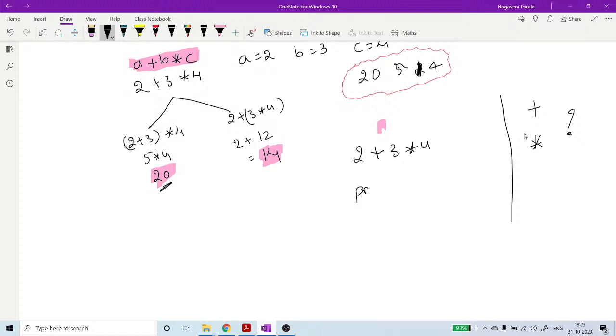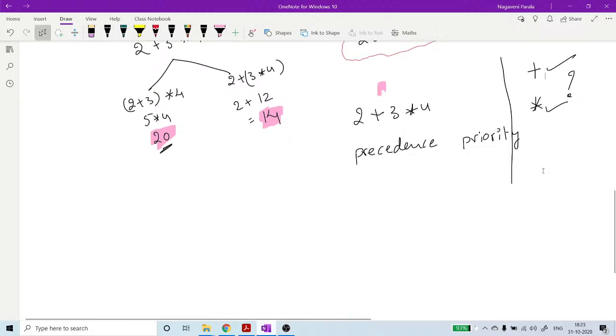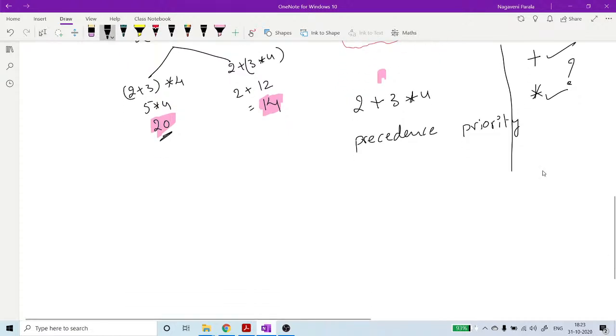Precedence means what? Precedence means priority. Priority means whether multiplication has a high priority or plus has a high priority in C language. So now I'm going to explain the priorities. See, this one is very important. Brackets will have high priority.